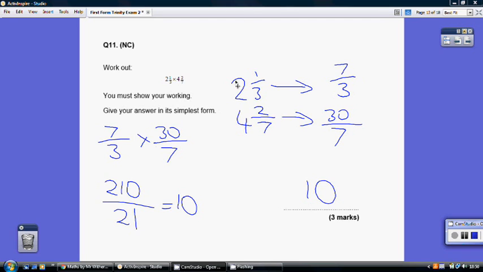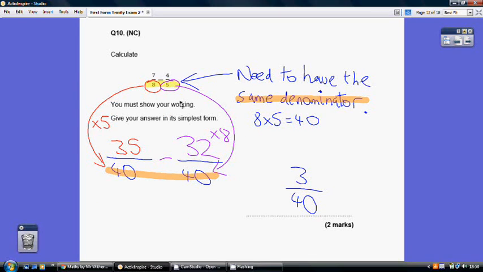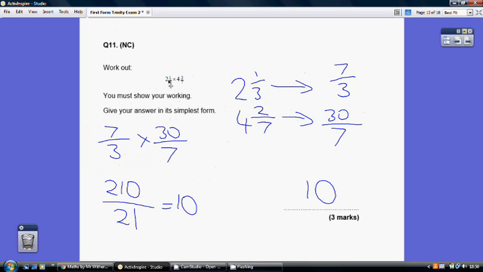Question 11. Now this needs to be your thought process. Timesing is good news. This is an easy one. This is just when you do top times top and bottom times bottom. It's not like question 10 when you had to go and get the common denominator. When you're adding or subtracting, that's hard work. You've got to get the common denominator. When you are multiplying or dividing, you don't. So this is an easier question.